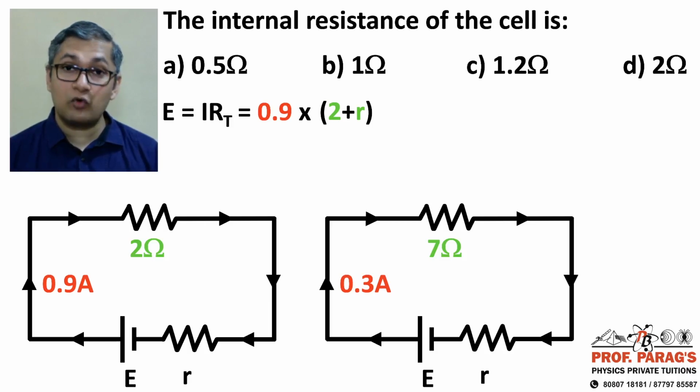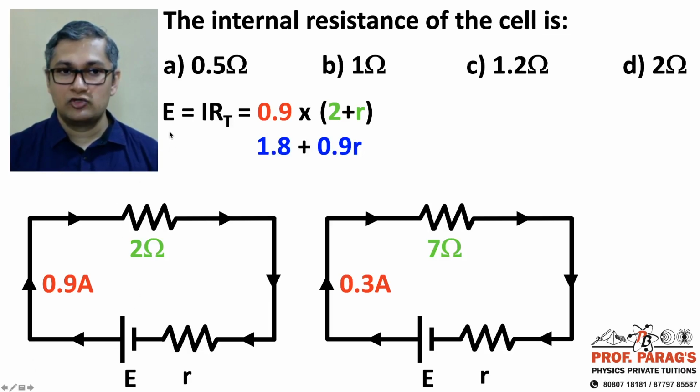Okay, so let's just open up the brackets. If I open up the brackets, I'm going to get voltage. I'm finding out voltage. The LHS is a voltage, so the E is a voltage. These two numbers have to be voltages. So what do we get? We get 1.8 volts. 0.9 into 2 gives me 1.8. 0.9 into R gives me 0.9 R.